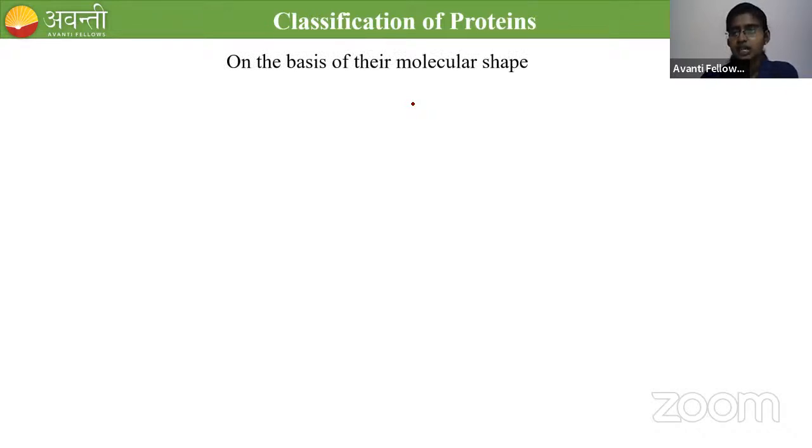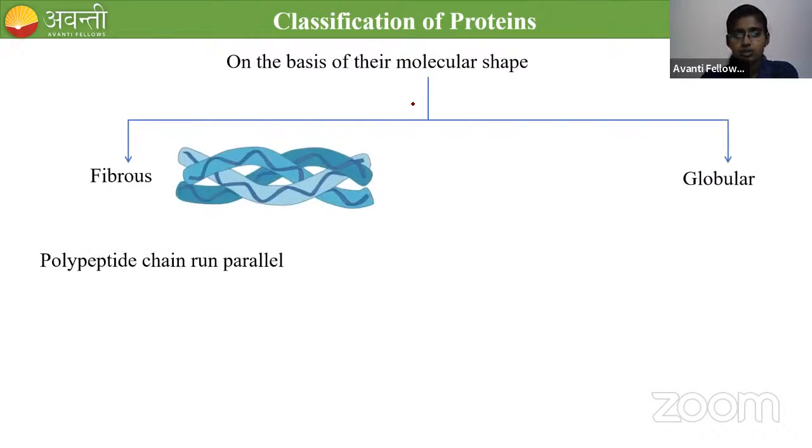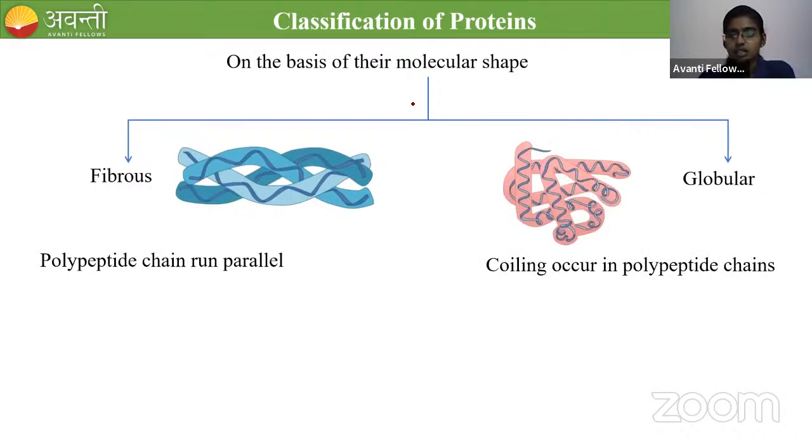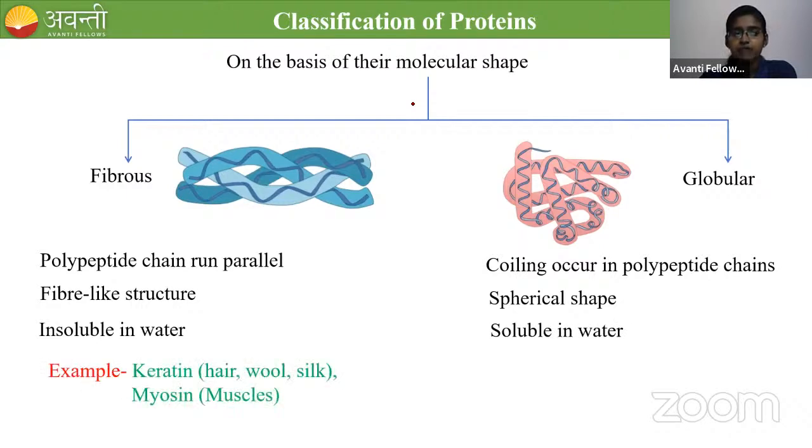On the basis of their molecular shape, proteins are classified into two. One is fibrous protein, the other one is globular protein. There is some information related to these two also. Fibrous proteins run parallel, and globular proteins coil around to give a spherical shape. Fibrous has a fiber-like structure, and globular has a spherical shape. Fibrous proteins are insoluble in water, and globular proteins are soluble in water. These are the concepts. The examples for fibrous are keratin and myosin, and the examples for globular are insulin and albumin. So the correct answer, which is not an example of fibrous protein, is albumin, from the given options, which is option B.